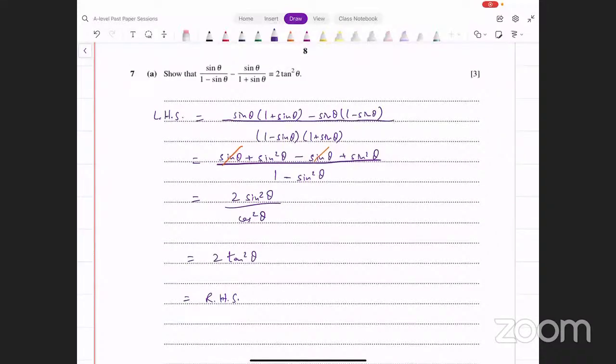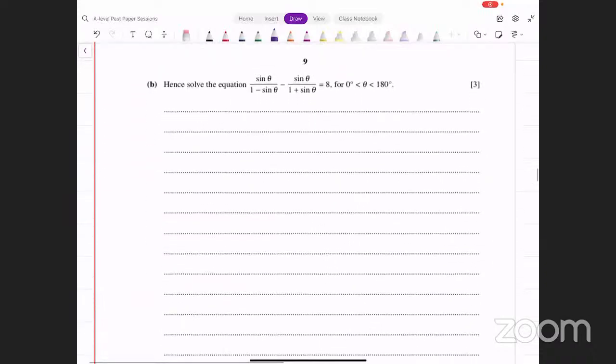Okay, so that's what we've got here. Let's look at part B.